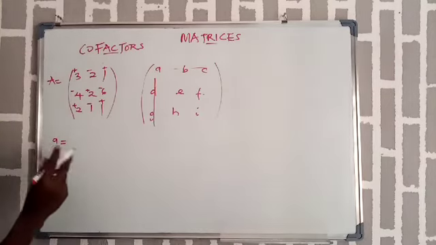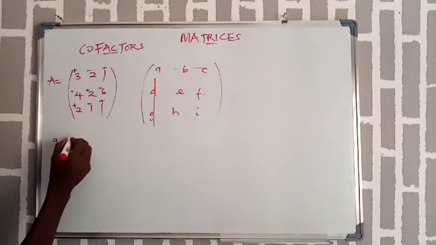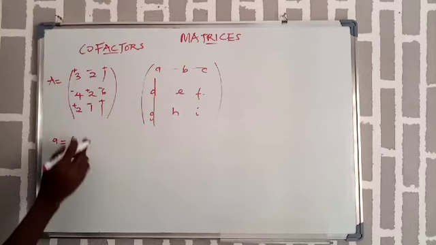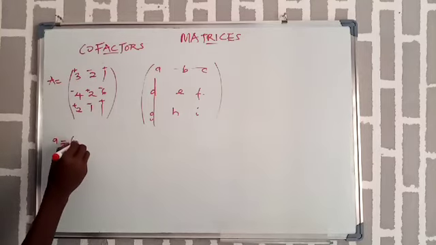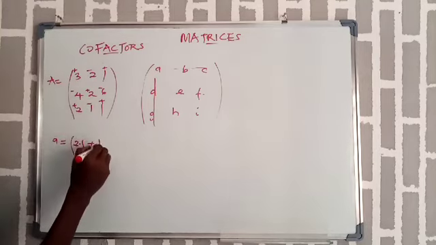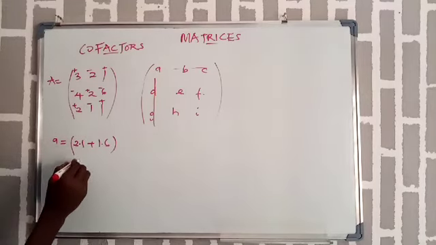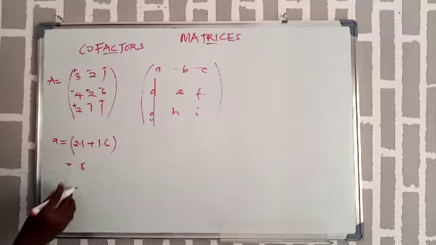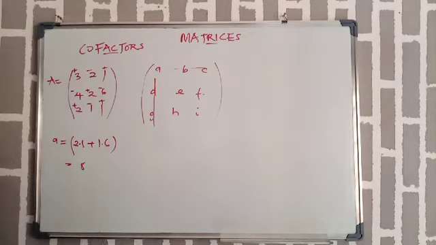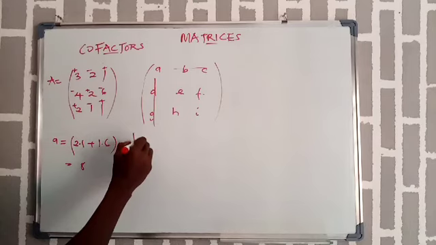So now, what we are going to do, since here is plus, we don't write anything. So open our bracket, 2.1 plus 1.6. A equals 2.1 is 2 plus 6, that is 8. So the cofactor of A is 8. Now let's do for B.